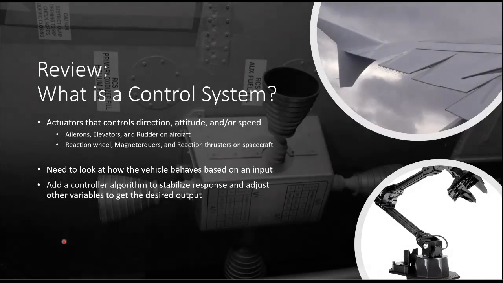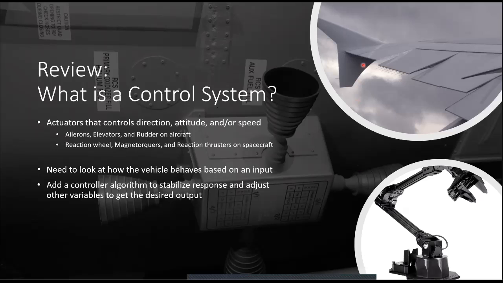First, what is a control system? For people who are non-engineers, I think it's actually something that is kind of hard to wrap your head around at first. But essentially, a control system is a system that has an actuator, and it causes a vehicle to behave in a certain way based on an input from the operator.